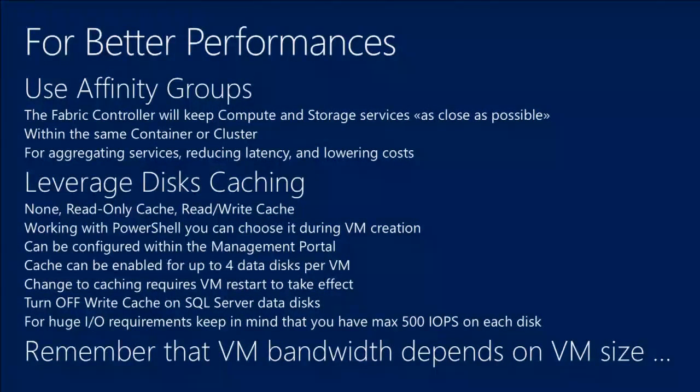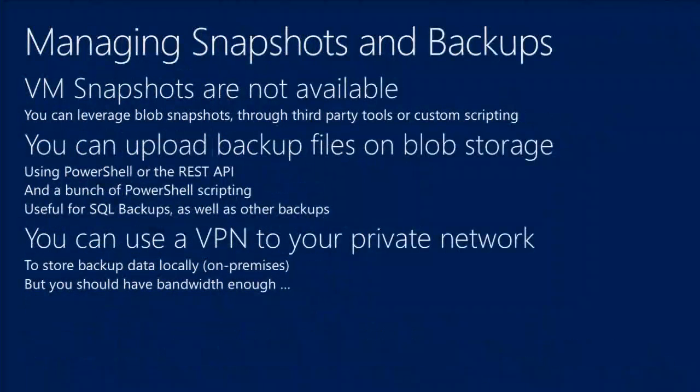And still on the performance of disks, if you need a high traffic scenario with a high number of input-output operations on your hard disks, you can use multiple hard disks up to the maximum number allowed by your VM size, and you can have 500 IOPS for each of those disks. So if you configure from the Windows operating system viewpoint an array of disks, you can leverage multiple disks under the cover and have a better number of IOPS for your disks.